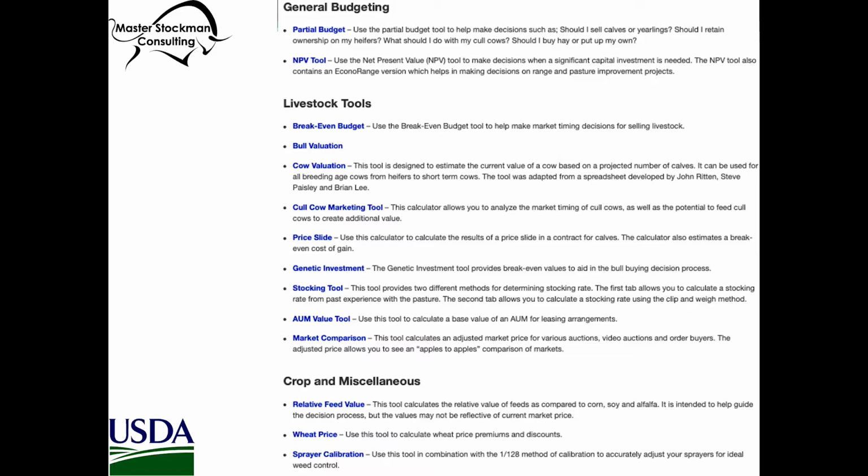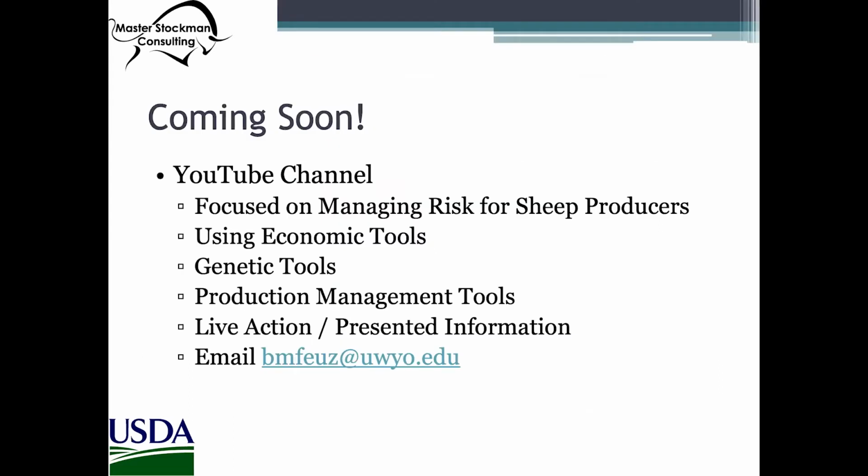Some other tools on there that can be helpful for sheep producers: the genetic investment tool. The stocking rate tool helps you get an idea of how many animals you can run on a pasture, how long, if you're changing timing or class of animals. There's a market comparison tool that can help. And then we're going to talk a little bit about that relative feed value tool as well today. So that's the overview, just to let you know what's on that site. And we'll talk about some of them specifically.